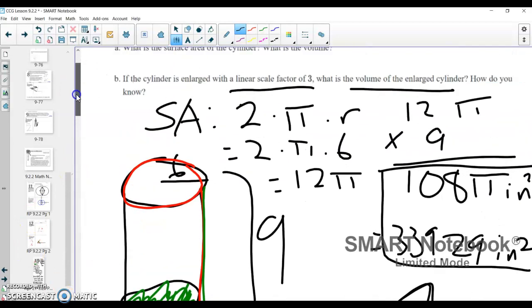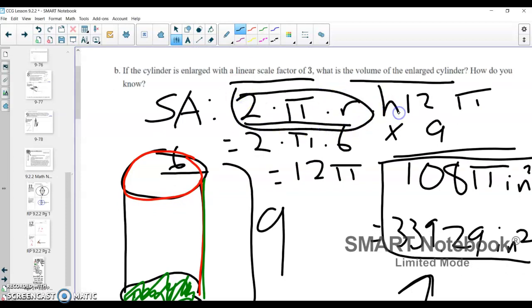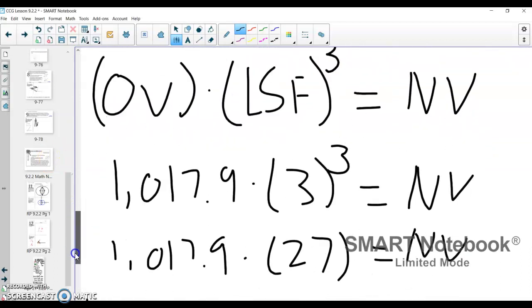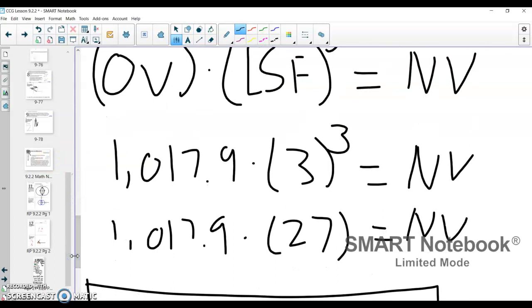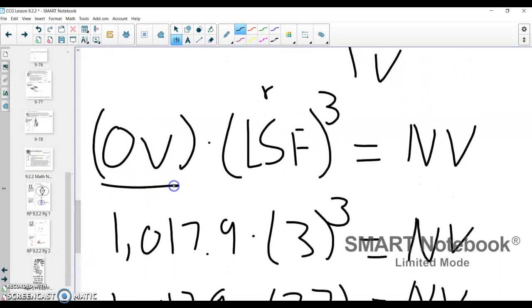Okay, we found our surface area. Surface area again is circumference times the height. Volume is area of the circle times the height. And then to find your enlarged volume, your new volume, you take your old volume, multiply it by your linear scale factor cubed, and you'll get your new volume.